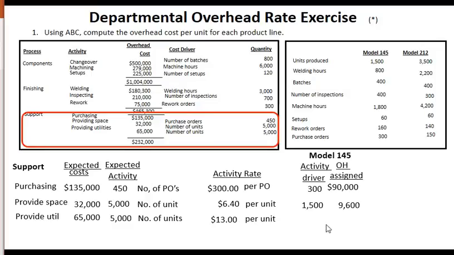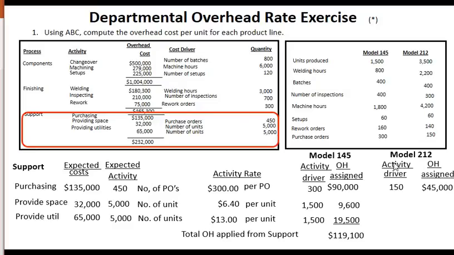Now also, we're going to do providing utilities, and again our activity driver is still units, 1,500, but our activity rate is going to be $13 a unit, so the total overhead assigned is $19,500. So our total overhead from support applied to model 145 is $119,100.